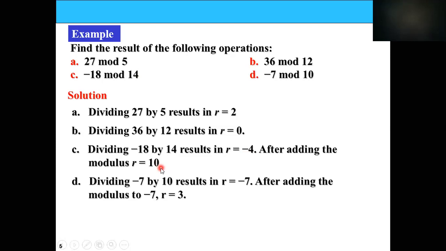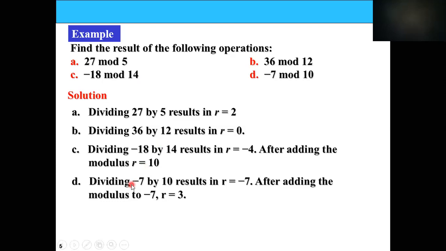Why is it happening? Because in modulo class 14, the numbers start from 0 to 13, so there are no negative numbers. So if you add 14, the remainder is 10. So in 14 mod 14, r equals 10, belonging to Z14.